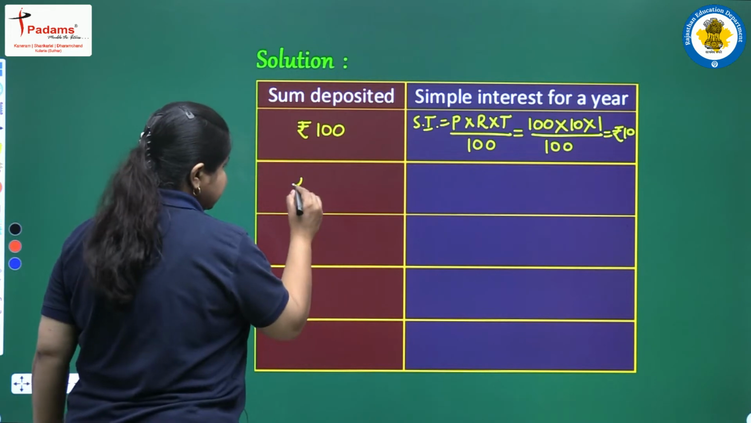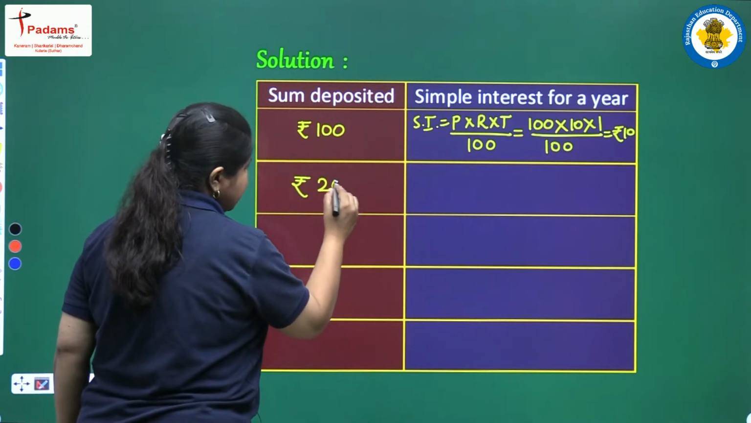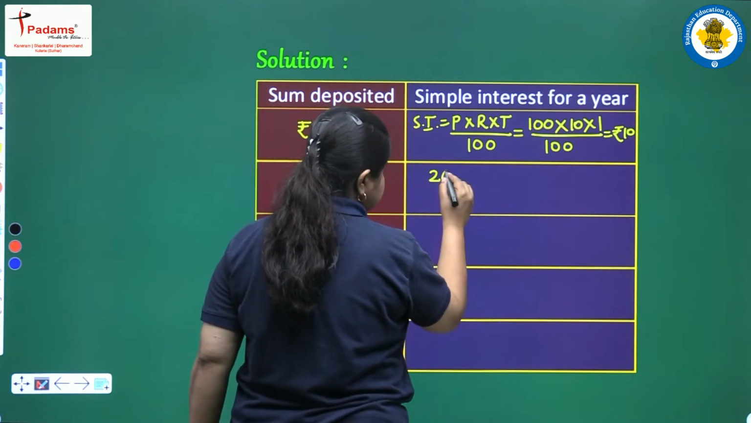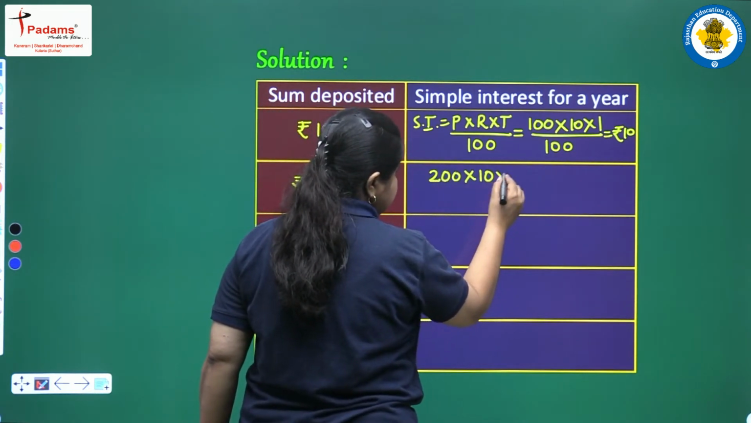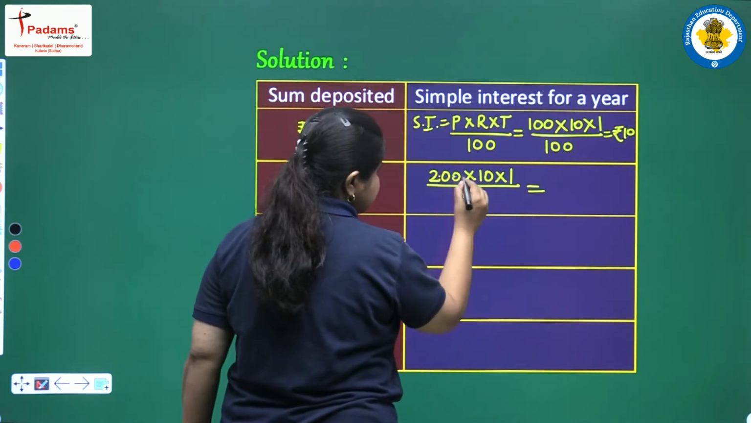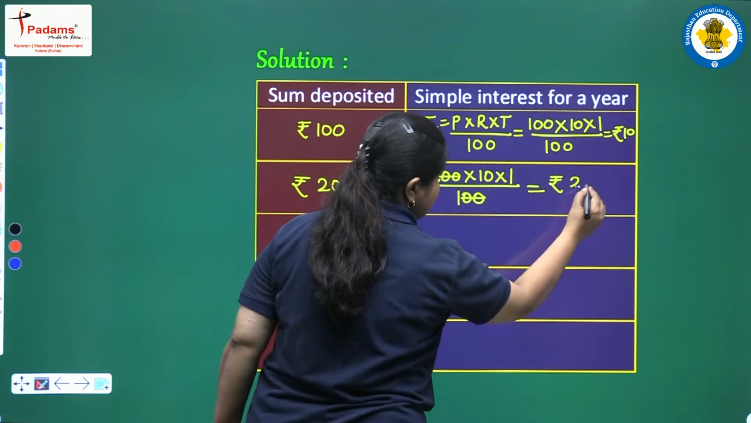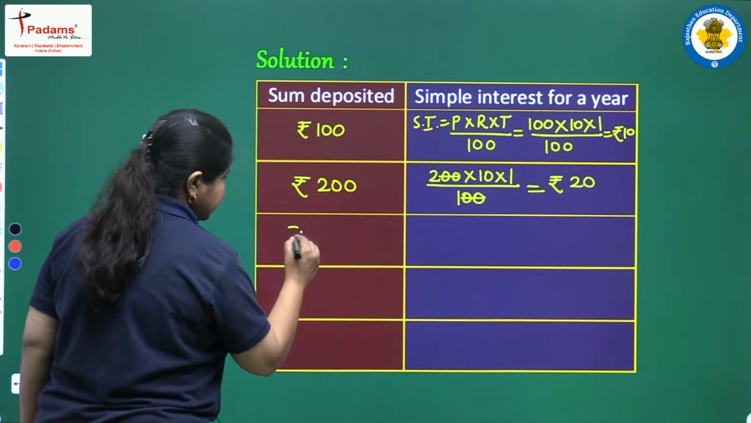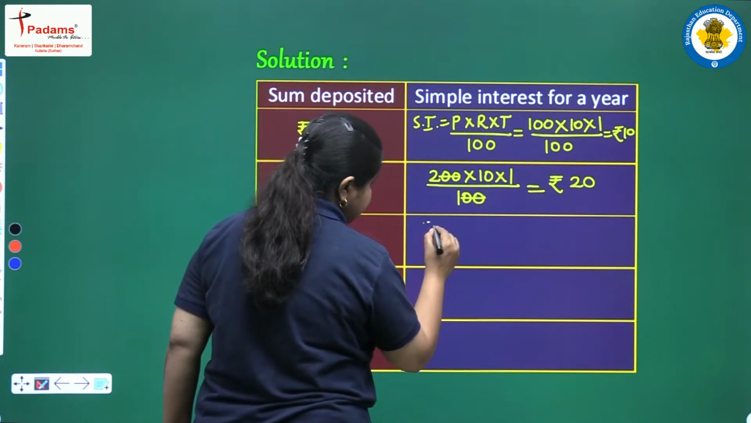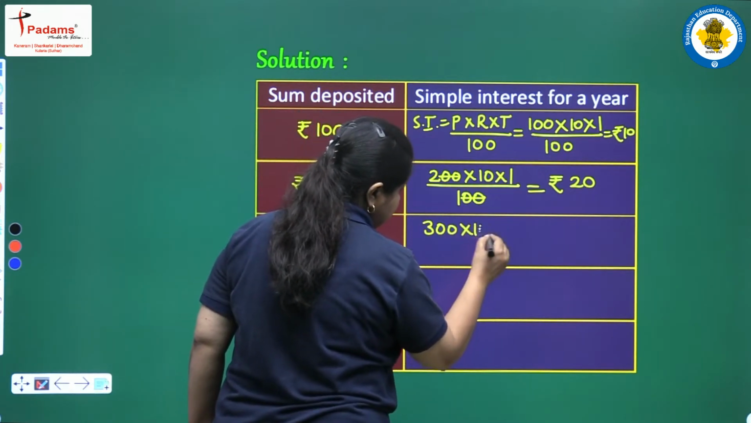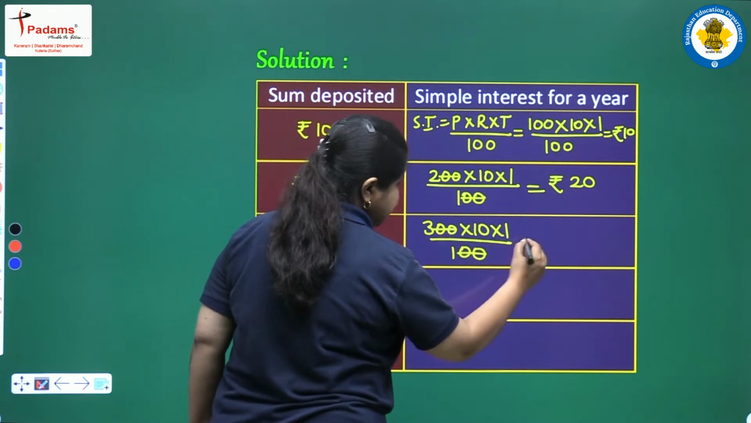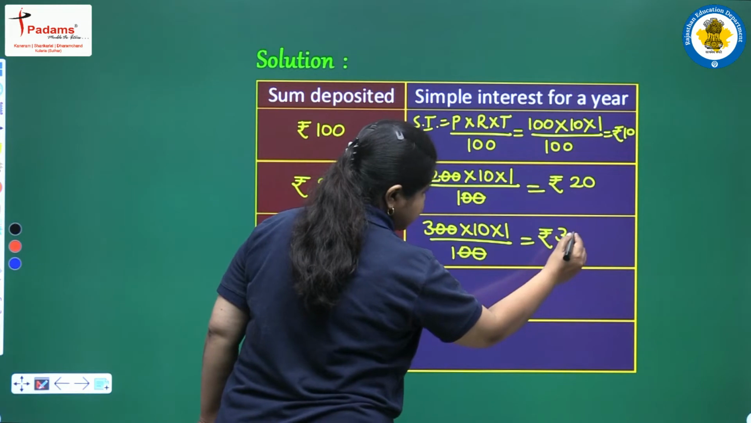Then if we take the sum deposited to be ₹200, then what will be the interest earned? It will be equal to 200 into the rate is 10 into time is 1 year upon 100. And now you can cancel these two zeros, it will be equal to ₹20. Similarly, if we take this as ₹300, then what will be the interest earned? 300 into 10 into 1 upon 100. These zeros will be cancelled and it will be equal to ₹30.